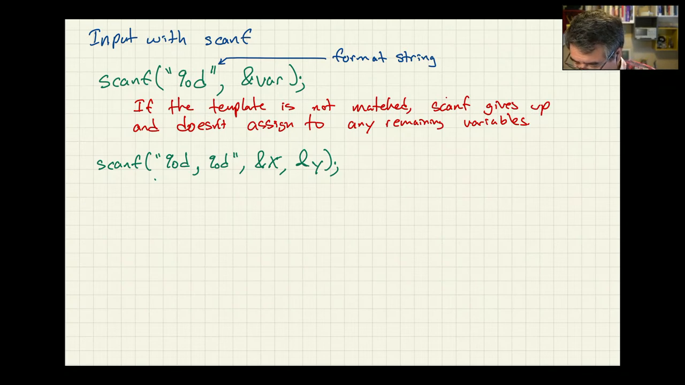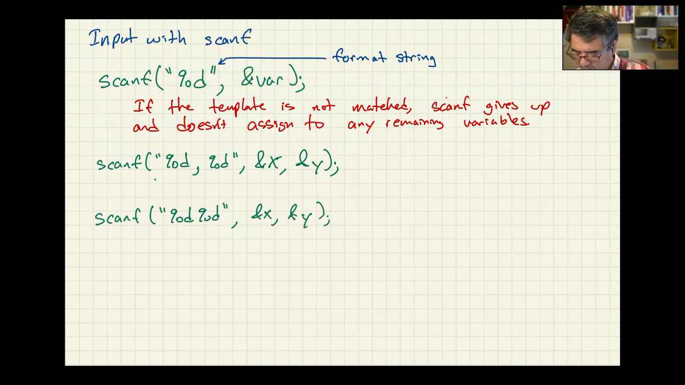Now, what if I do something like this? What if I do scanf "%d%d" and then x and y? So here I've butted up the two number specifications together. How do I separate them? How does scanf know when one number ends and the next one begins? Well, what scanf is going to do is it's going to expect there to be what's called white space in between the two numbers. White space is space or return or tab.